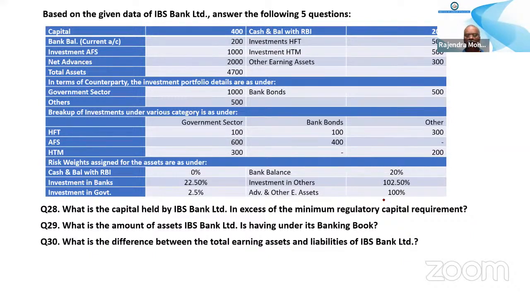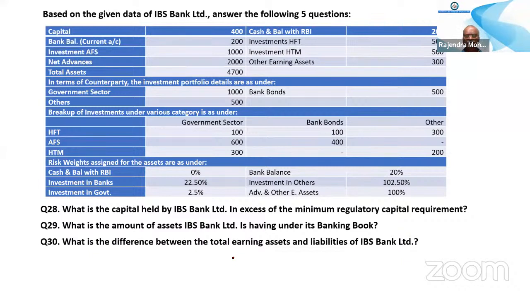4,700, sir. 4,700 is total assets given. Out of which, how much is earning assets? Cash balance, are you earning on it? 3,300. How much? 4,000? 3,300. No. So cash and bank balance 200 will not come under this. 4,100 crores, sir.